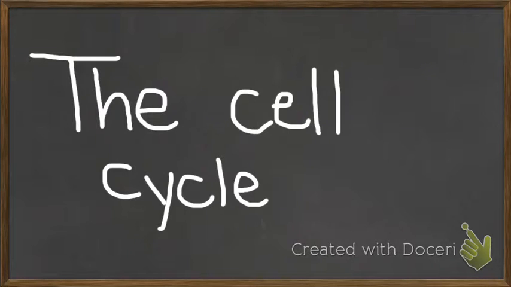Hello and welcome. This video is about the cell cycle. The cell cycle is a repeating series of events that occurs as a cell grows and divides.